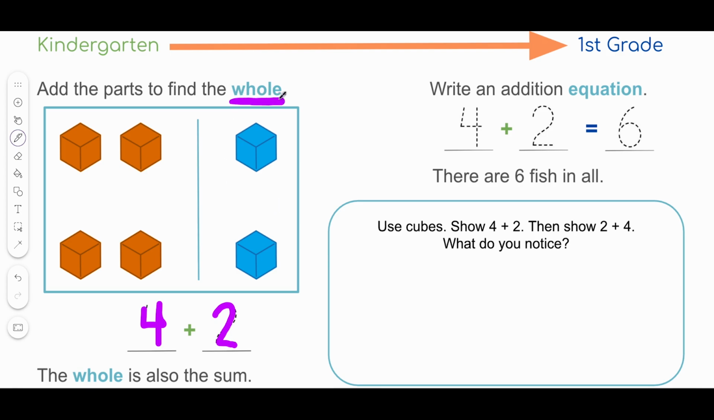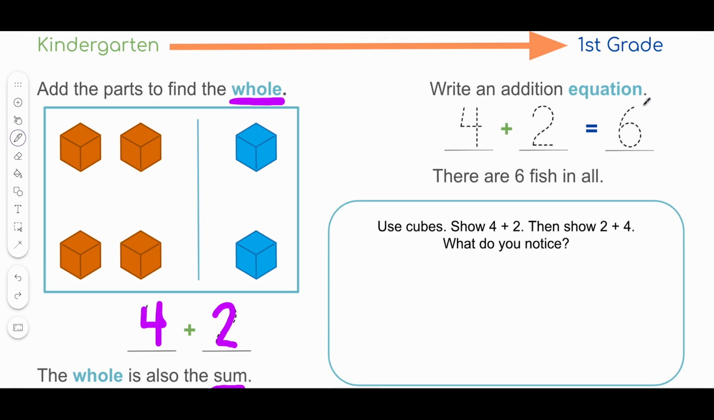Another word you'll see in this lesson is sum, and they'll see that from first grade all through the rest of their math career. The word sum means the answer to an addition problem. So when they see whole, they can think sum. And if they see the word sum, I want them to think whole. When we add parts together, that's what makes the whole.